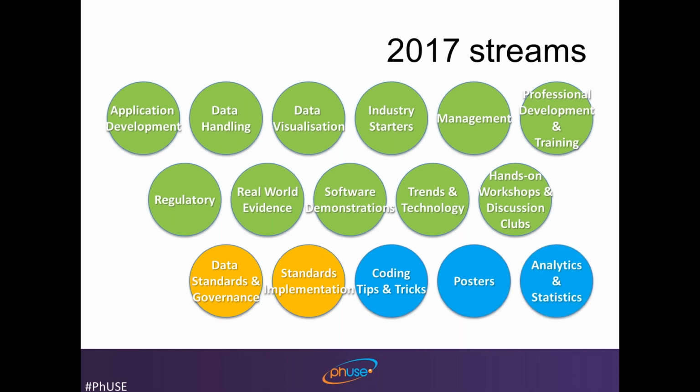Next to that, we're also rebranding a few streams. I'm sure you've all gotten used to having Coders Corner, which is now rebranded to Coding Tips and Tricks. The poster session was always just referred to as posters, so we figured let's make things easy and call it posters. This is what Jinesh Patel will talk to you about. And the pharmacokinetics programming and statistics stream has been rebranded to Analytics and Statistics to form a closer match with the conference theme of this year.